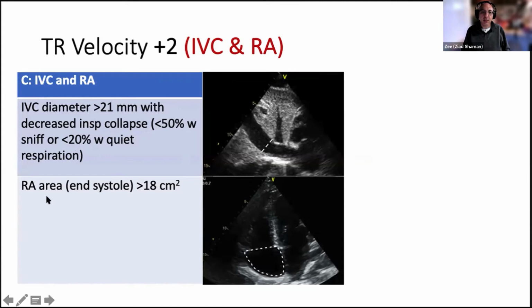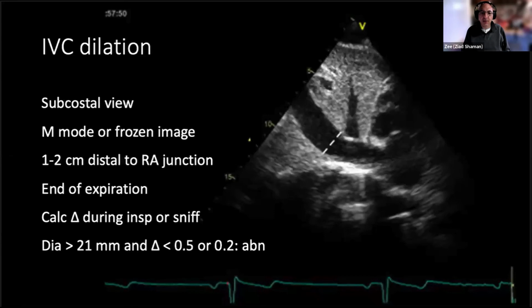The second measurement is the RA area, which is measured in end diastole, end ventricular diastole. If it's more than 18 centimeters square, then that gives you a point. After a while, you're gonna get used to looking at RAs, and you might decide, I'm just gonna eyeball it. I would say if you can get a good image, measure it, don't eyeball it.